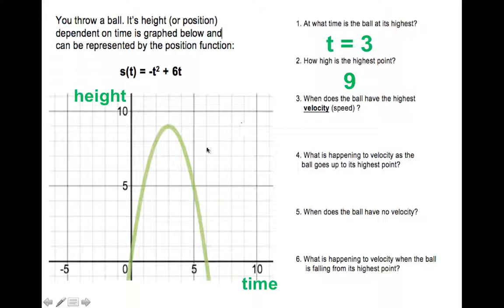All right, hopefully you got 9. If you follow the ball here, it's going up, and it gets to this highest point, which is at 9. And we don't know if this is feet or meters or what, but anyway, 9 right there. Number 3, when does the ball have the highest velocity? This one might be a little trickier, so think about it. Think about throwing a ball, and when would that speed, velocity means the speed, right? When would the speed of the ball be its highest?